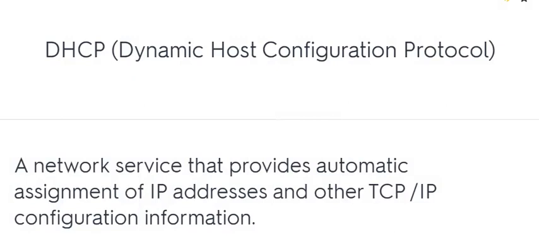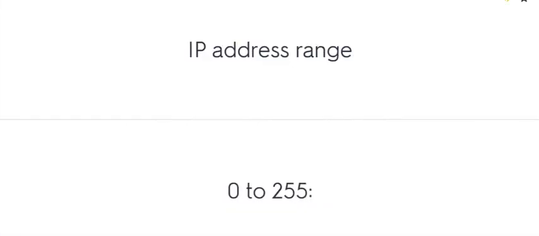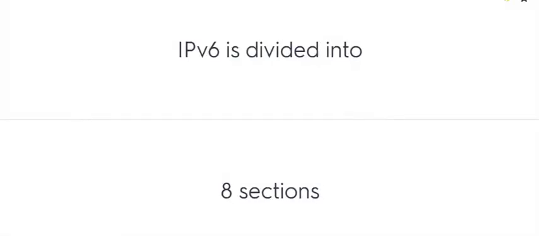DHCP: a network service that provides automatic assignment of IP addresses and other TCP/IP configuration information. DNS: a naming system for computers, services, or other resources connected to the Internet or a private network. IP address range: 0 to 255. IPv6 is divided into 8 sections. IPv4 is divided into 4 sections.